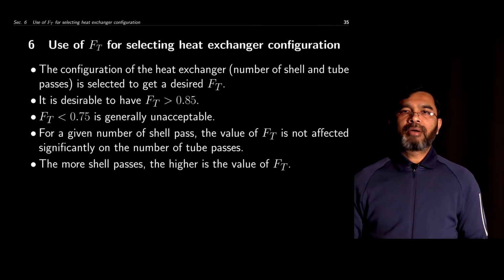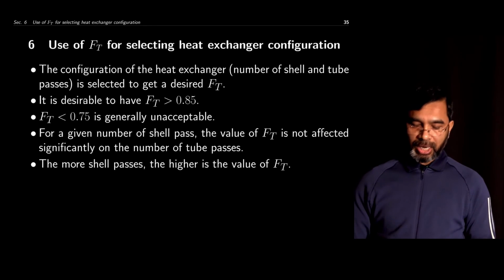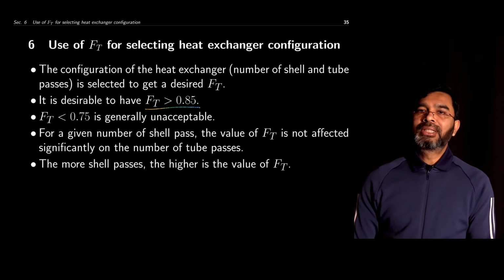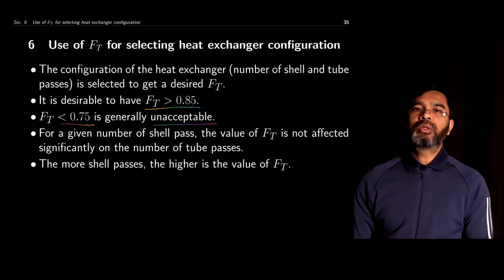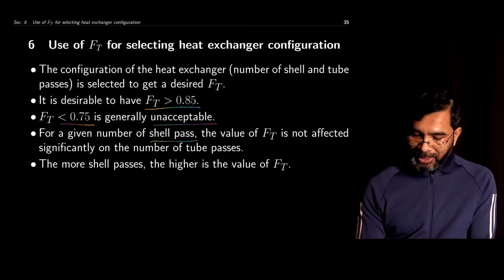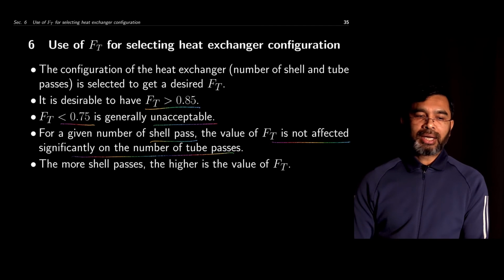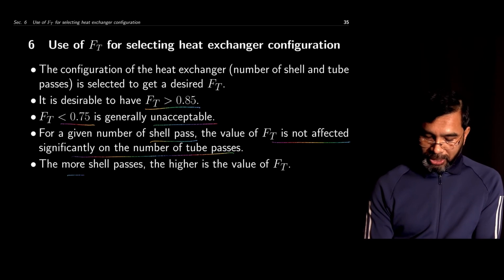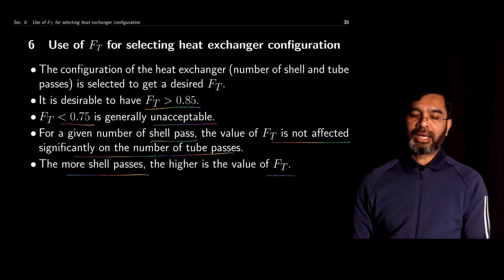Now a few notes on the value of Ft and how it is used to choose the configuration of the shell and tube heat exchanger. A desired value of Ft is greater than 0.85. If it's less than 0.75, it's not acceptable, and for this case, we need to choose a different configuration. And you know that for a given shell pass, the value of Ft is not affected significantly by the number of tube passes. So to get a shell and tube heat exchanger with a higher value, you need to choose a heat exchanger with more shell passes. So that's the use of Ft for choosing the configuration of a shell and tube heat exchanger.